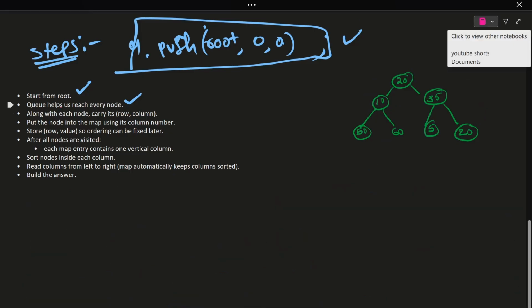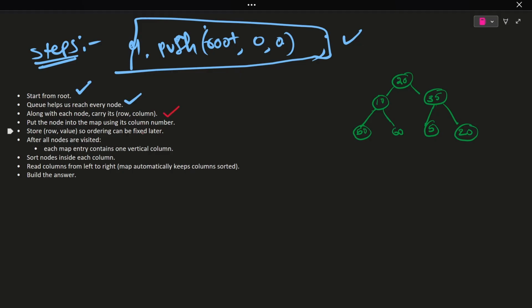After getting the queue populated, now along with each node carry its row and column. We have understood how to carry the row and column. Put the node into the map using the column number. We are going to populate the map with the help of this column number. If I show you the column number, then you can understand. This is the first one, which is column -2, and if you see, this is -1, -2.